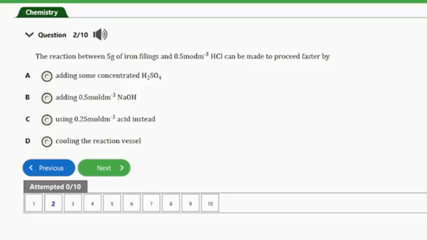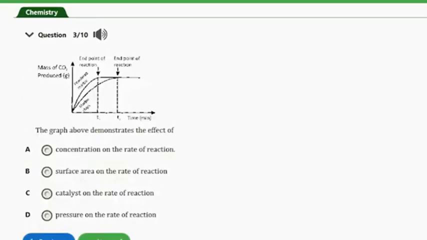And when we add a concentrated tetroxosulfate(VI) acid solution to this reaction, it will actually increase the rate and make the reaction proceed faster. So that's the answer to that question, option A. So let's consider the next question, guys.